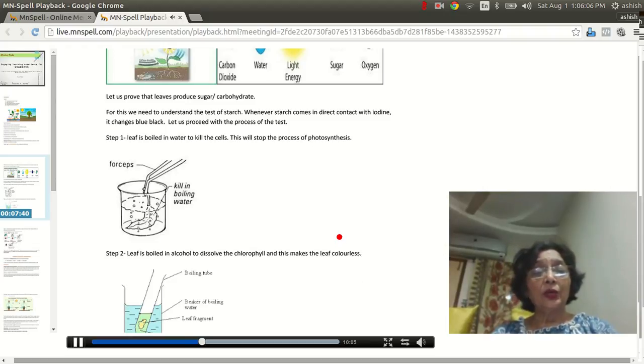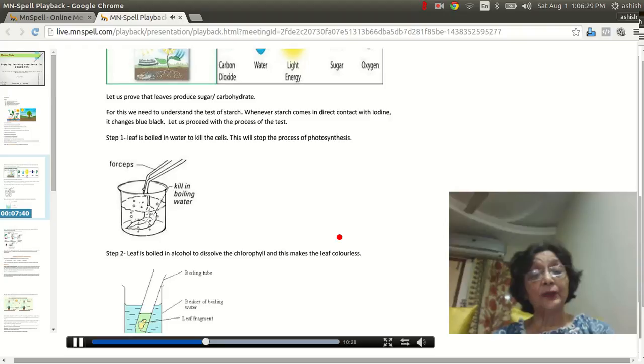Now let us proceed further with the test. Step 1, a leaf is taken and it is boiled in water. Now you will be surprised why I am boiling it in water. I am boiling it in water to kill the cells, so that whatever starch is present remains there only and no other starch is formed by the leaf.